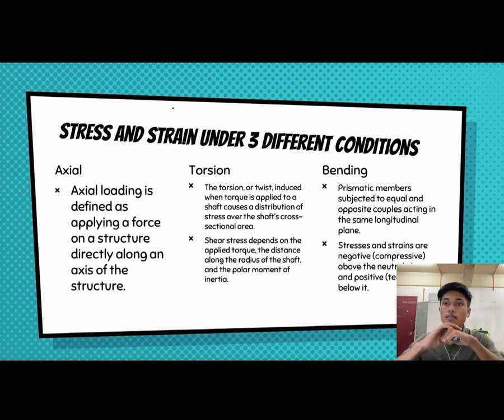Alright, and then the stress and strain are negative if it is compressive above the neutral plane. It means like this, like a mouse, it will bend like this. That means negative. And then it will be positive when there is tension below it. It means when we smile, it is positive.